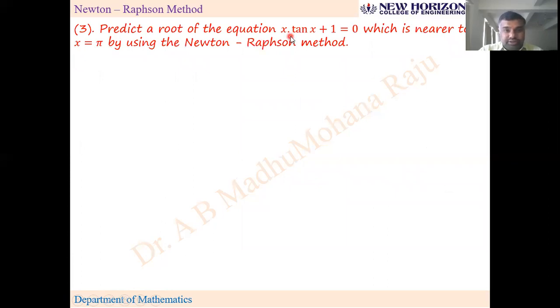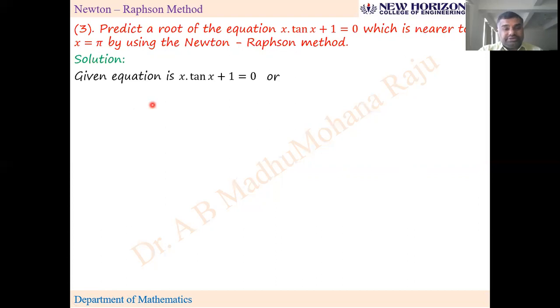Next, predict a root of the equation x tan x + 1 = 0, which is nearer to x = pi, by using the Newton-Raphson method. Here in the question itself, it is mentioned where you have to find out. So no need to go for trial and error and guessing. Directly you can take x naught as pi.